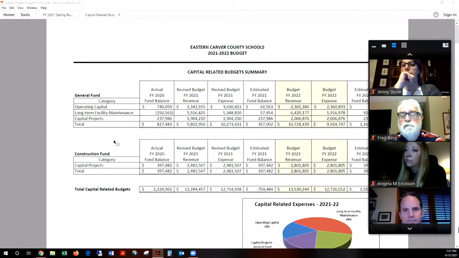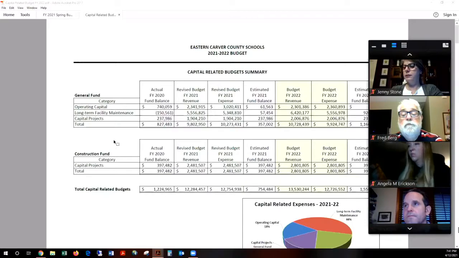Please note on the revenue, operating capital is the first up there, and that's based on our people units and the age of our buildings. It's a state aid and levy program, and we anticipate about $2.3 million in revenue next year. LTFM is mostly a levy program, but it also has a state aid component, and our revenue for next year is $6.4 million. Capital projects, or the safety and security technology levy, that's 100% levy based on net tax capacity and is $4.8 million. We break that capital projects out between our general fund and our construction fund.